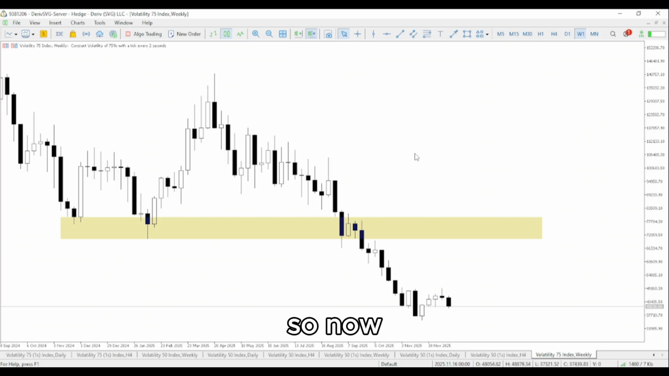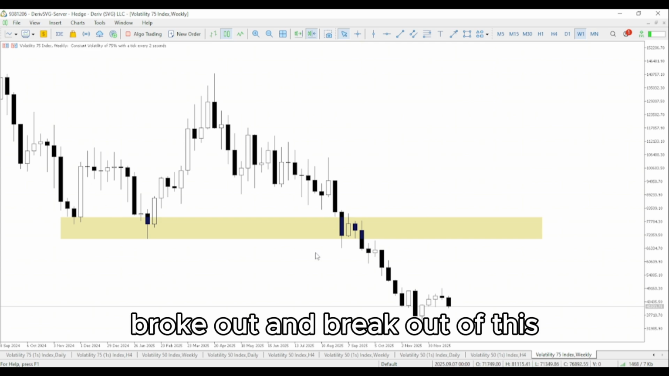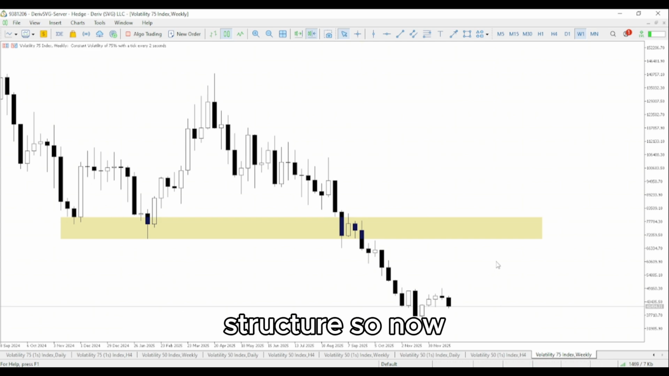You understand? So now this particular zone I draw is called a structure. This whole thing that happened here is basically a structure. So now price broke out of it, which means price has changed structure. The market was up, and now price has broken out of the structure. So for us to know the market structure, we want to know what time frame to check the overall market structure. You understand?